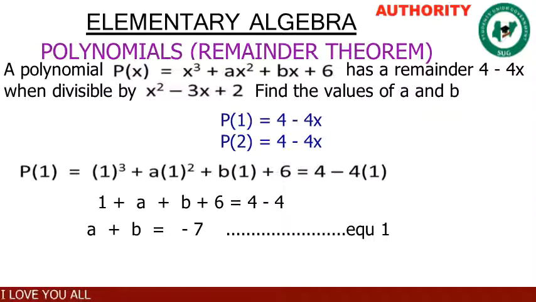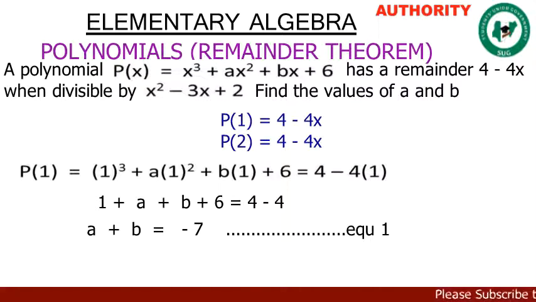Now let's see. We have 1 plus 6. Let's add them together. We're going to have 7. So we have a plus b plus 7 is equal to 0. Now let's take 7 to the other side. We're going to have a plus b is equal to minus 7. Now let's call this equation 1.